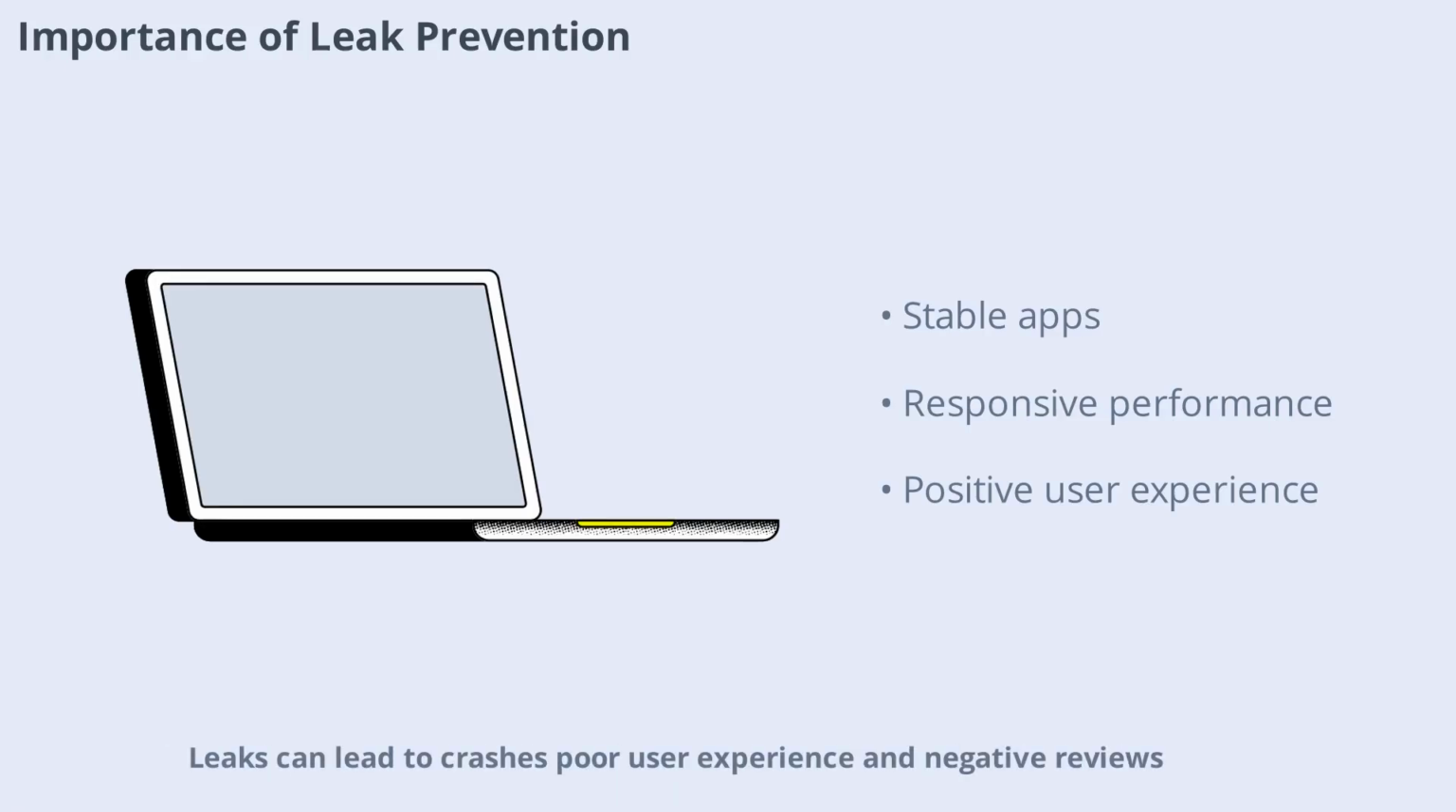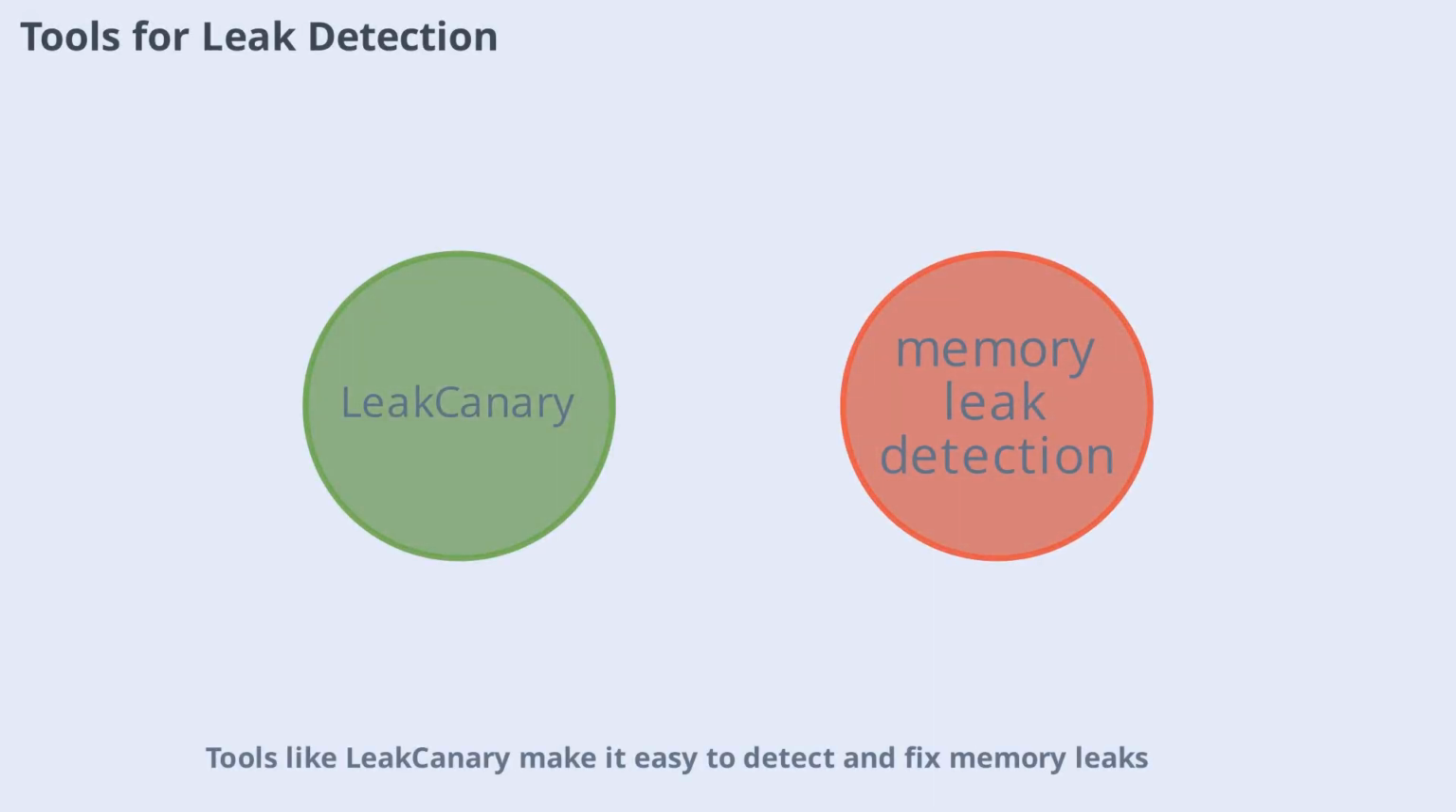Leaks can lead to crashes, poor user experience, and negative reviews. By following best practices and regularly monitoring your app, you can ensure it remains stable and responsive. Tools like LeakCanary make it easy to detect and fix memory leaks. Integrate LeakCanary into your project to catch leaks early and maintain high performance. Regular monitoring helps you address issues before they impact users.